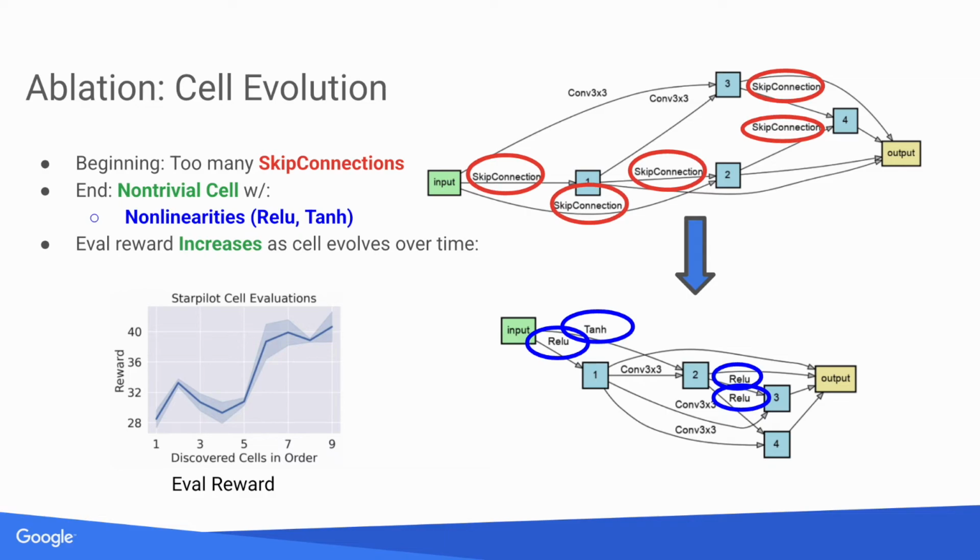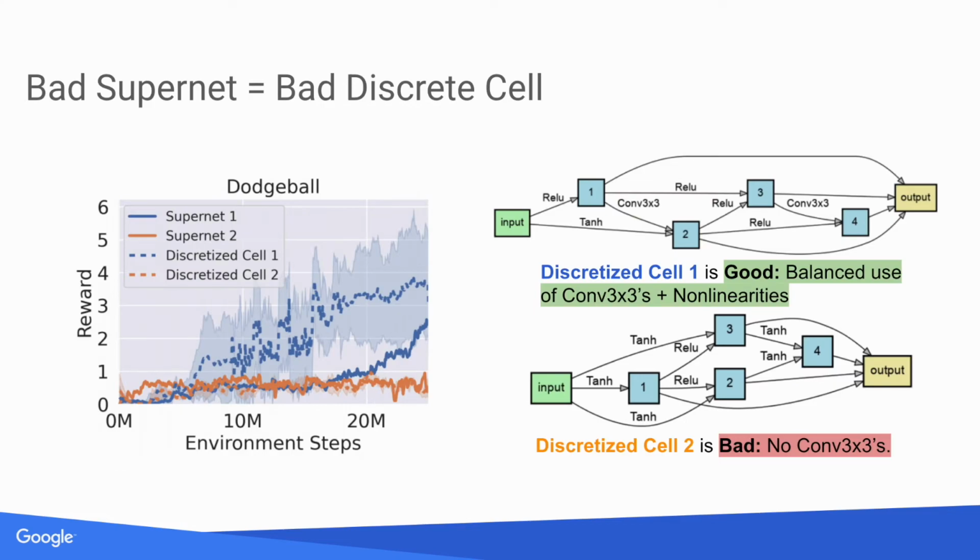At the beginning, if we discretize the supernet, we find a lot of skip connections circled red. This architecture is clearly a poor design. At the end of the training, however, we see many tanh and ReLU connections circled blue. This looks more like a reasonable design. Furthermore, if we discretize the supernet throughout training and get a sequence of cells, then train them from scratch, their final performance increases. We also found that the supernet's training is crucial for producing good discrete cells.